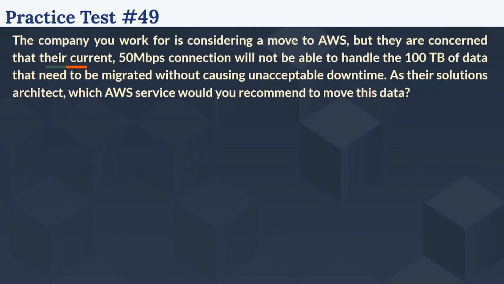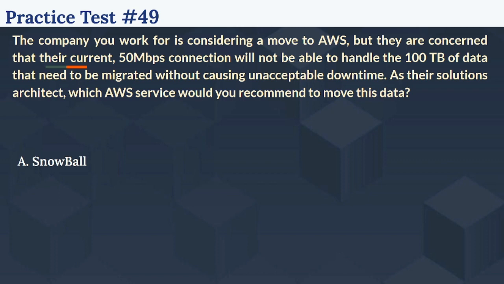So the 49th question is: the company you work for is considering a move to AWS, but they are concerned that their current 50 megabits per second connection will not be able to handle the 100 terabits of data that need to be migrated without causing unacceptable downtime. As their solutions architect, which AWS service would you recommend to move this data?